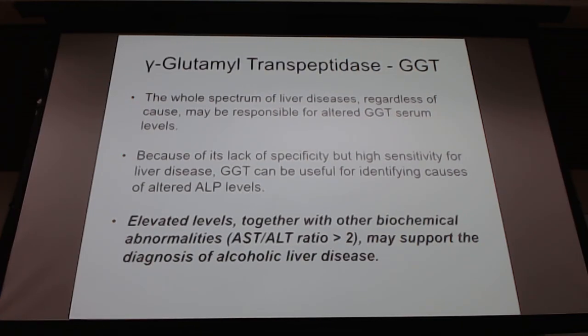Talk about this a little bit more. Regardless of the cause, it could be responsible for that. It's highly sensitive for liver disease, but lacks the specificity, so we just want to be careful with that. But again, AST greater than ALT by 2 times. GGT should support that, and can support the diagnosis of chronic liver disease.